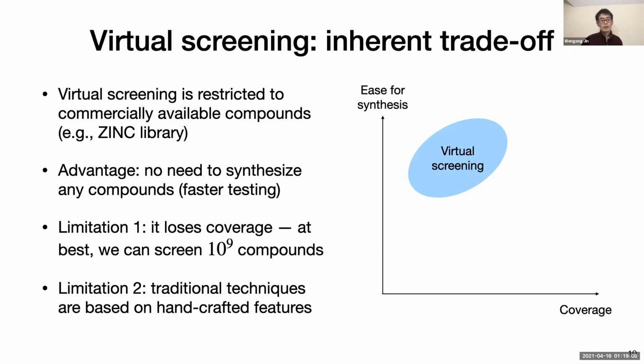But obviously it loses the coverage, because at best we can screen up to like 10 to the 9th, 10 to the 10th, still not comparable to the entire chemical space. And I will talk later in the later slides, these traditional virtual screening techniques are based on handcrafted features, which limits their accuracy. So in a way, the model often produces wrong predictions, and it's actually not good when you test these compounds in wet labs.